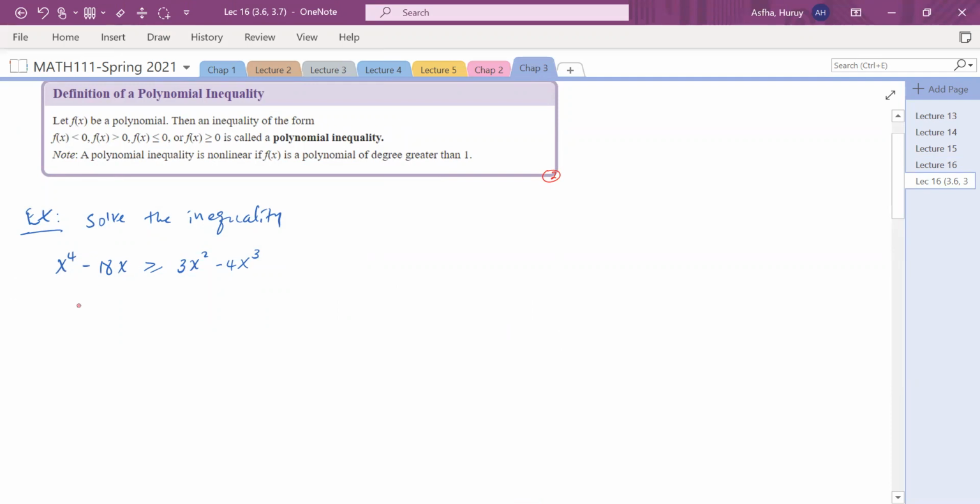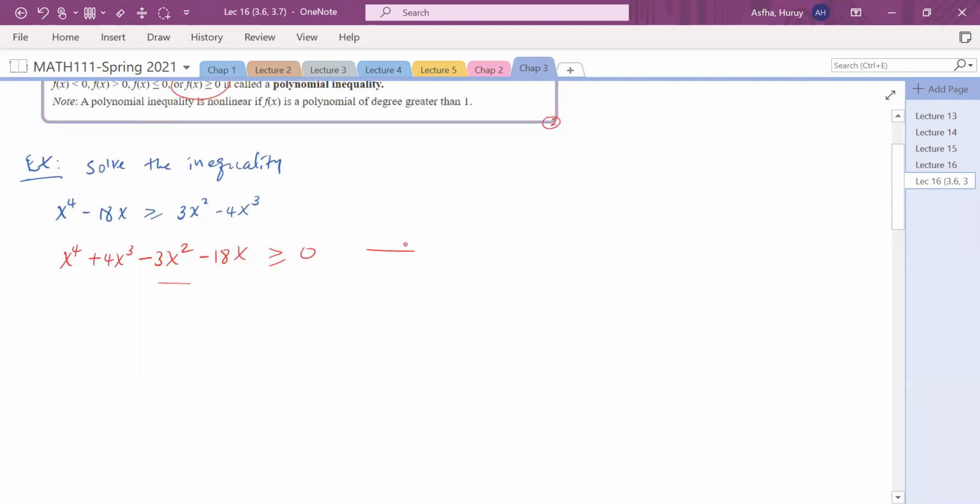To do so, I will write this one as x to the fourth, and the next degree is this one. Moving this to the right side, it will be plus 4x cubed. Moving this one to the left side, it will be minus 3x squared. And we have 18x greater or equal to 0. As you can see, now this is our f of x. So we have f of x greater or equal to 0, which is this format.